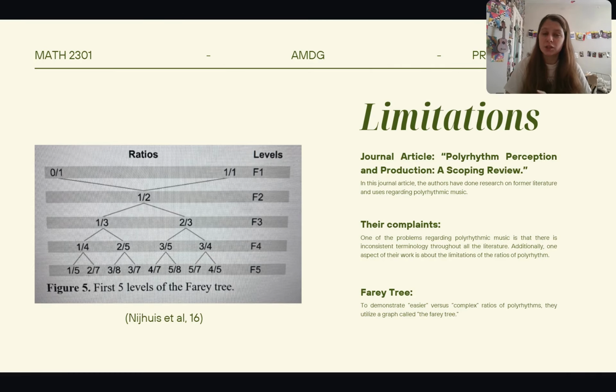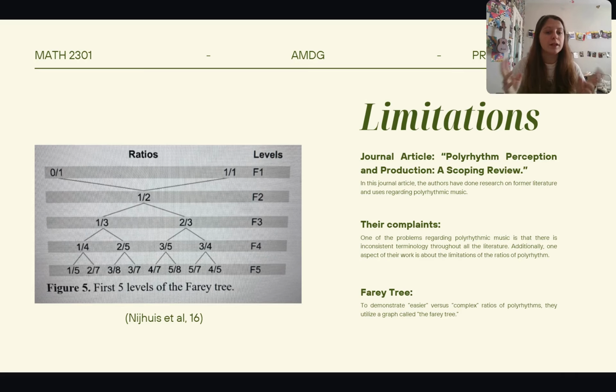However, there are some limitations to polyrhythms. In the journal article Polyrhythm Perception and Production, a Scoping Review, the authors have done a lot of research on the former literature regarding polyrhythms and the uses of it. They cover many different things, but one of their main complaints is that there's a lot of inconsistency regarding the terminology in the literature, and they point out as one of the limitations of polyrhythms the preconceived notions about ratios. One way they demonstrate this is in this chart called the Farey tree.